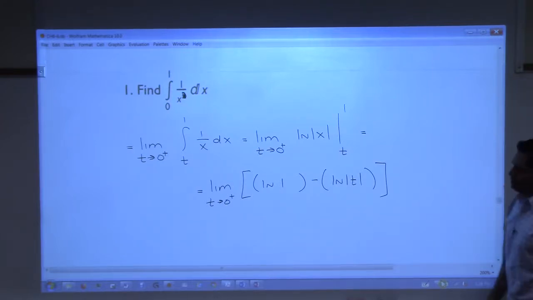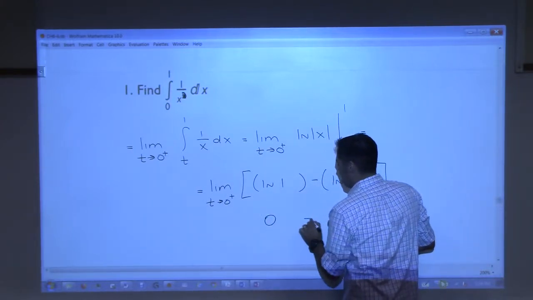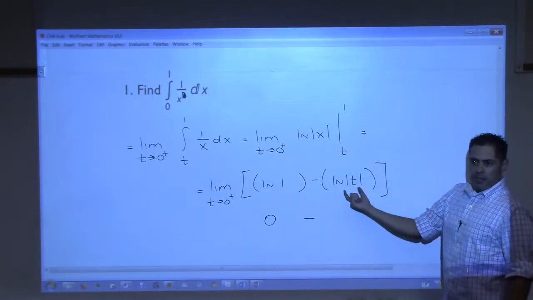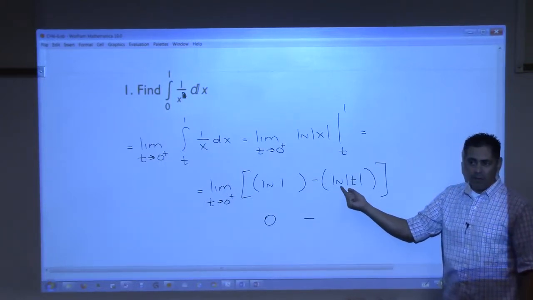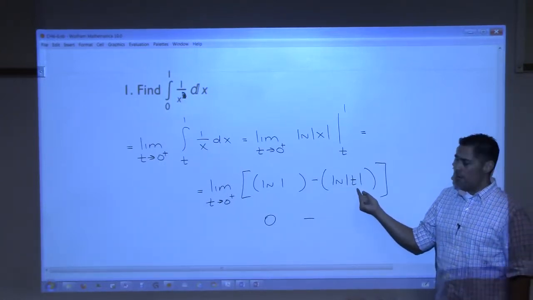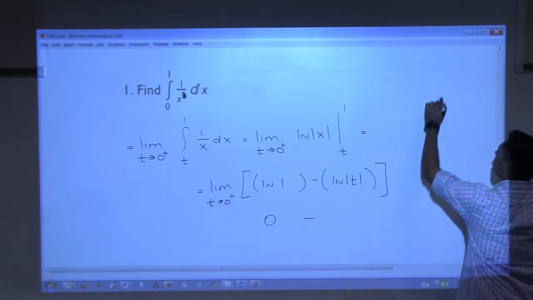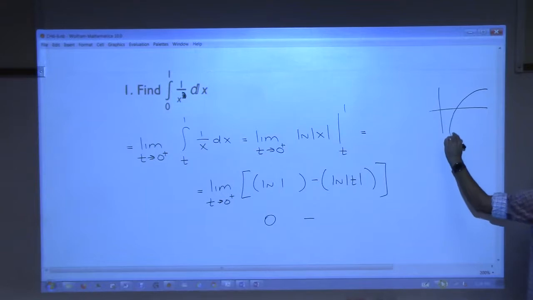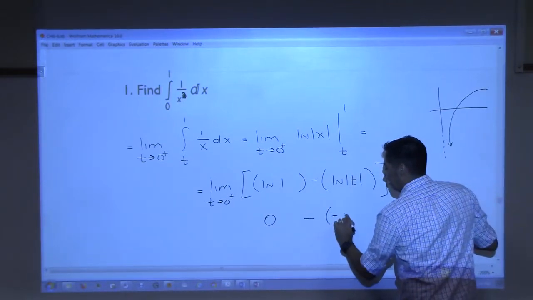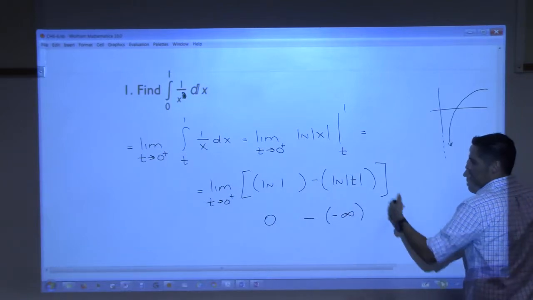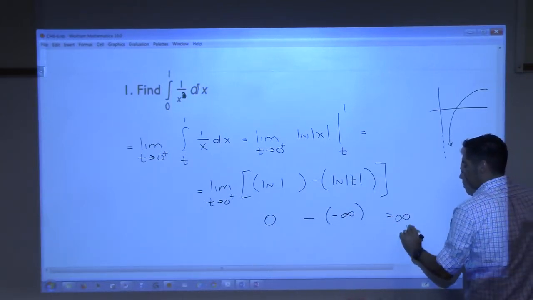Now, this is 0, right? 0 minus this. We're going to replace t with 0, or we're going to take the limit as t goes to 0. So what does the natural log function do as you approach 0 from the right? This goes back to, again, last class, we have to know what the natural log function looks like, right? So what happens on the natural log function as you approach 0 from the right-hand side? Where does it go? It takes off to negative infinity, right? So this heads to negative infinity. In the limit, it heads to negative infinity. And so this whole thing is headed to infinity, which means it diverges.